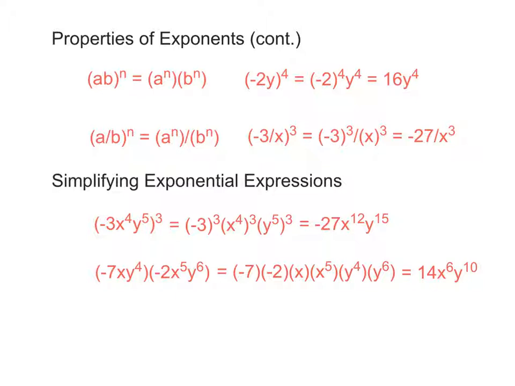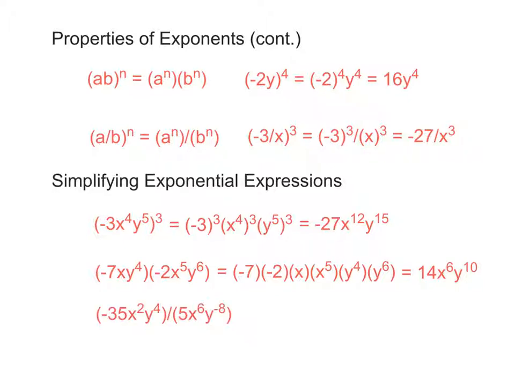So our final answer becomes, as I said, the minus 7 times minus 2 is plus 14. X times x to the fifth, we add the exponents. X, the exponent is 1. X to the fifth, it's 5. So 1 plus 5 is 6. Y to the fourth, y to the sixth, we add the exponents. 4 plus 6 is 10. So our final answer is 14, x to the sixth, y to the 10th.